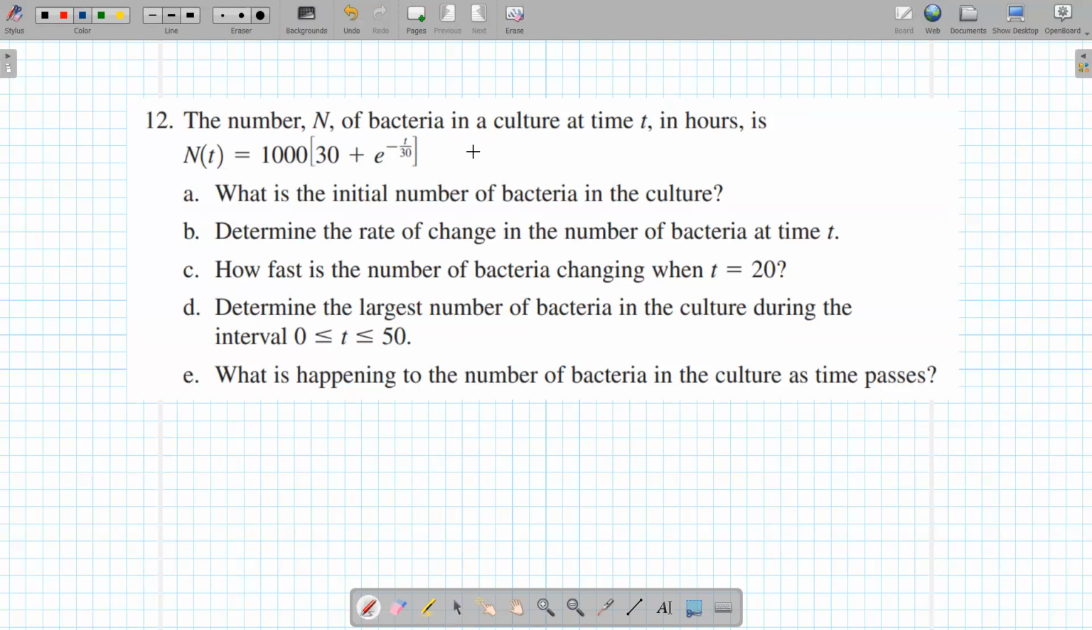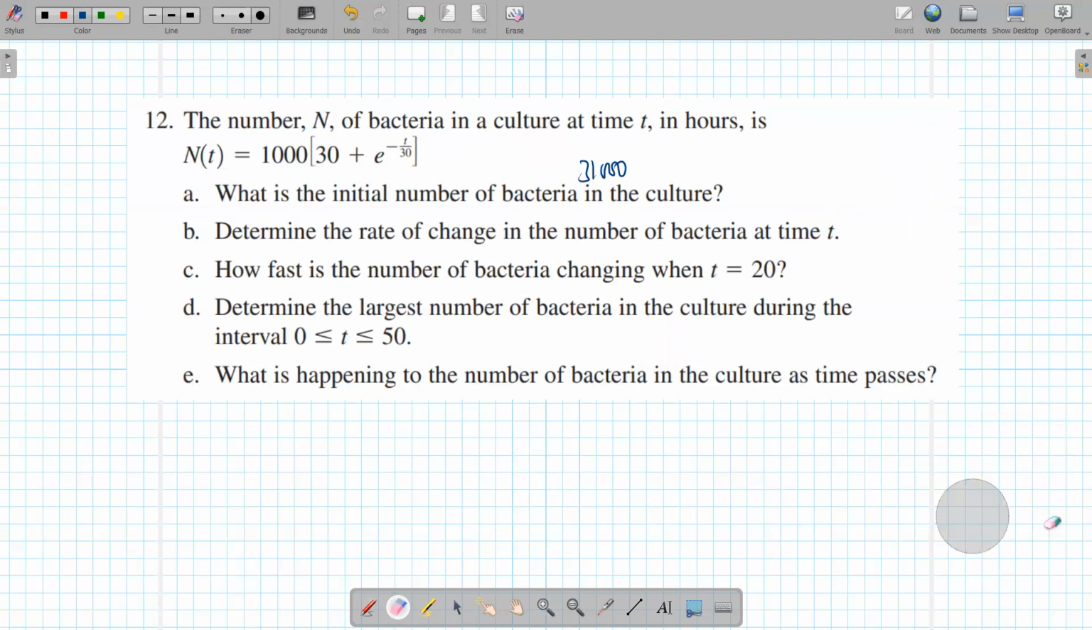So for A, all you need to do is find n of 0. At time 0, what's the value? It's going to be 1,000 times 30 plus e to the negative 0 over 30. 0 over 30 is just e to the 0. What's anything to the power of 0? 1. So it's going to be 1,000 times 31, 30 plus 1. It's going to be 31,000, not 1,000. It would be 1,000 if it was like 1,000 times e to the t. This one, they've added some extra things for us.